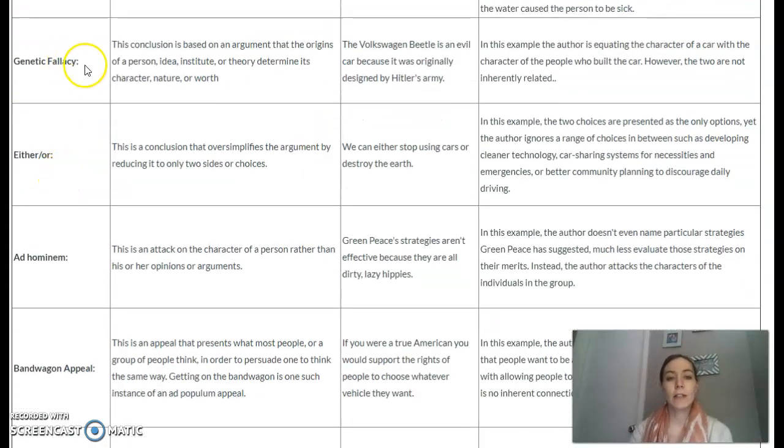The genetic fallacy is basically whoever came up with the idea is problematic, and so therefore we cannot use the idea at all. We see this often, where whatever was the originator of the idea, that means that because there's a problem with them, we can't take anything that they said or anything that they did with any validity.